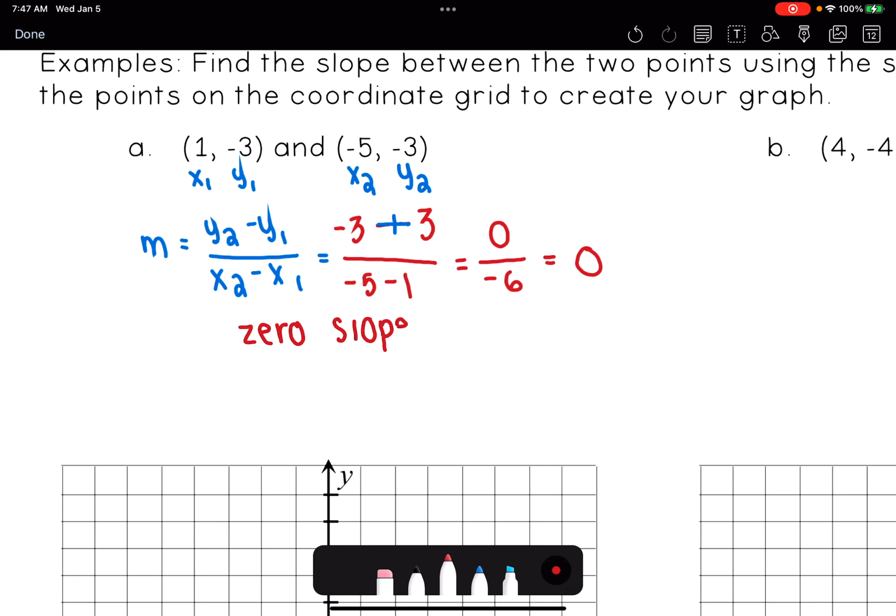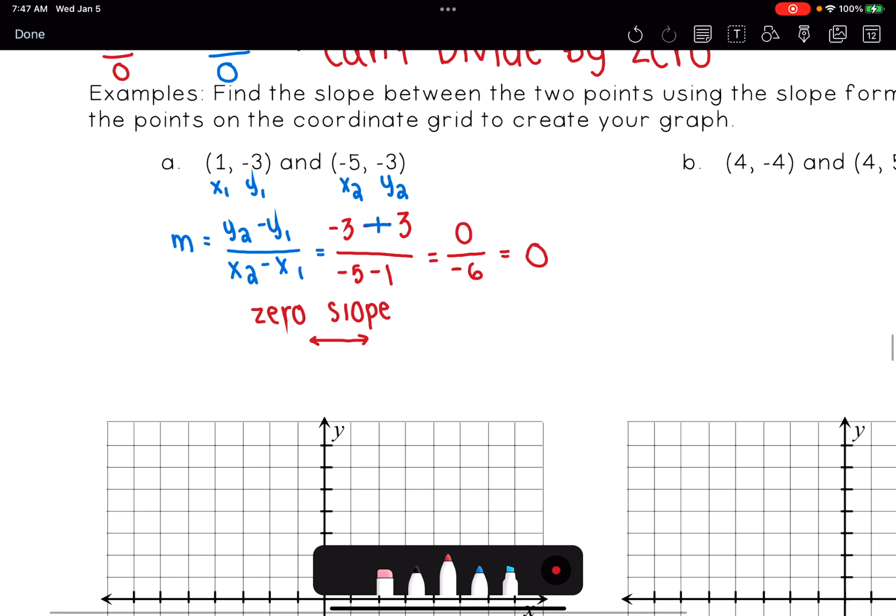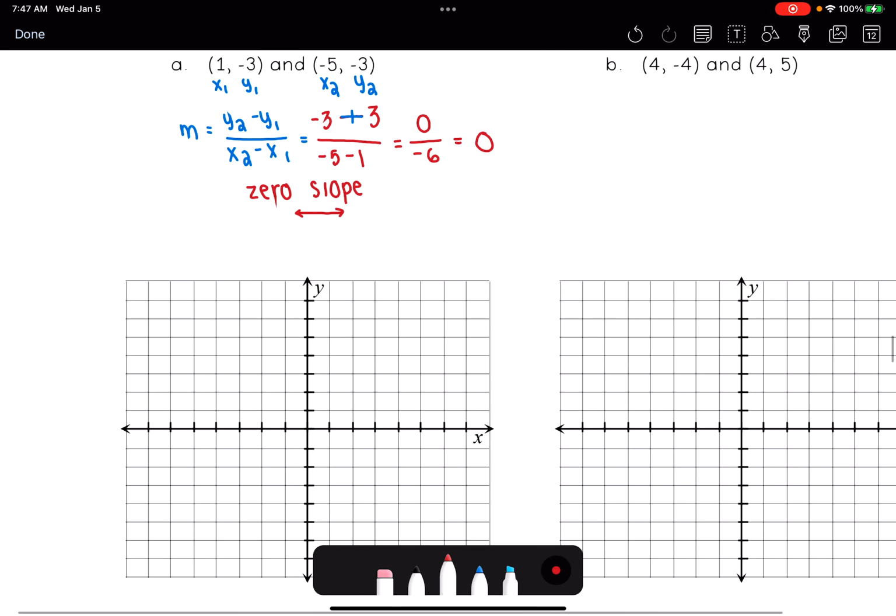And we learned last time 0 slope should look like that. So let's plot our points and see. 1, negative 3, and negative 5, negative 3. So notice, here's our line, and our slope is actually 0.